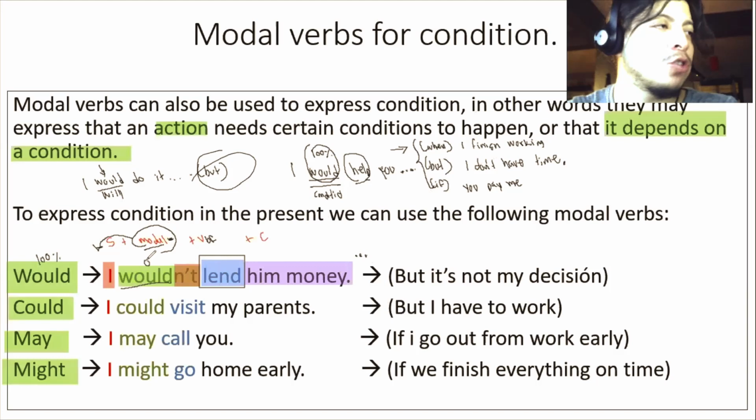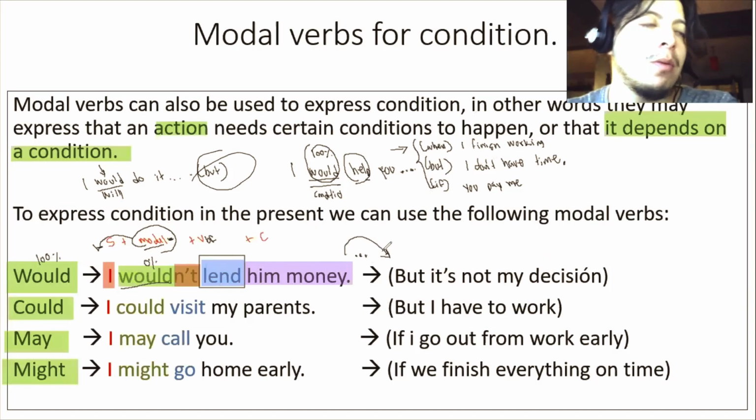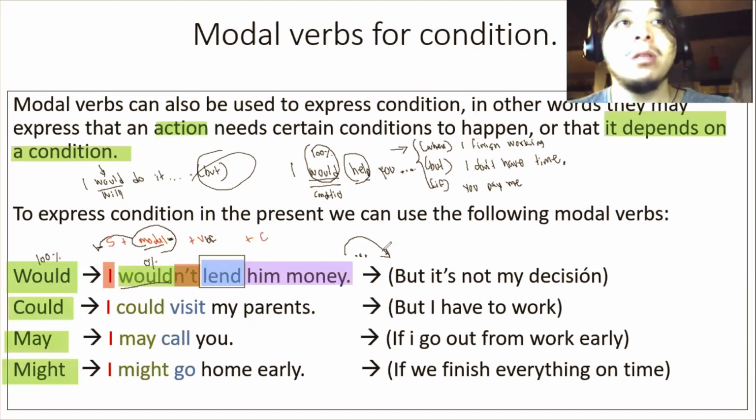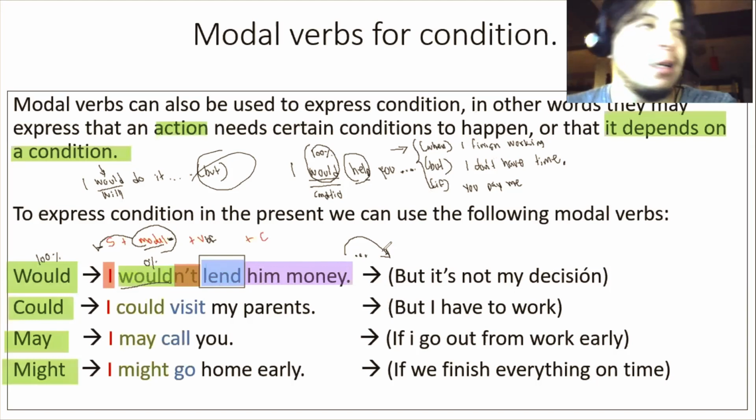Yo aquí estoy diciendo 0%, 100% sería I would. Cuando dices I wouldn't es algo que yo no haría. Yo decidí que yo no le prestaría dinero. Pero it is not my decision. A lo mejor yo no le prestaría dinero, pero bueno, a mí no me está pidiendo dinero, te lo está pidiendo a ti. Entonces, si yo fuera tú, no le prestaría dinero. Aquí estoy diciendo I wouldn't lend him money.